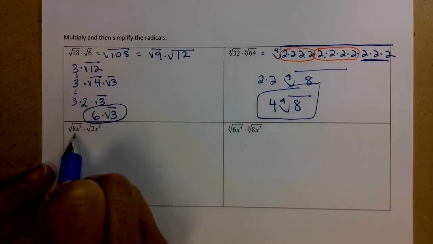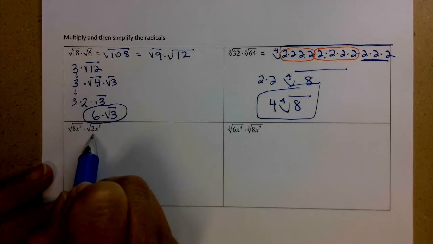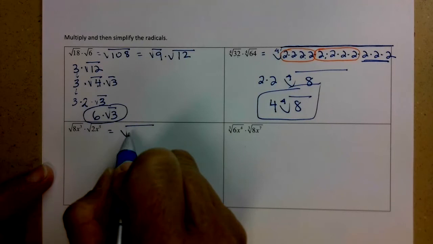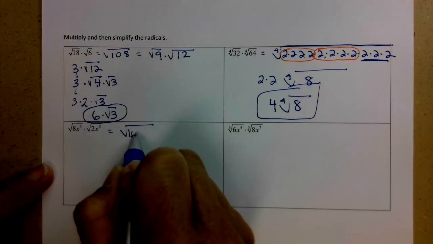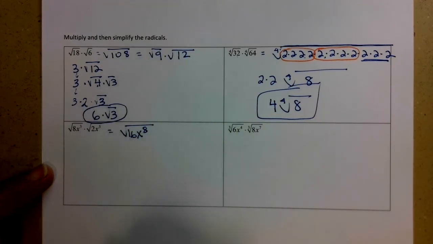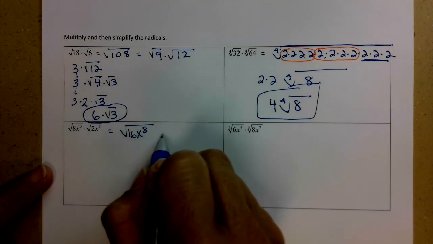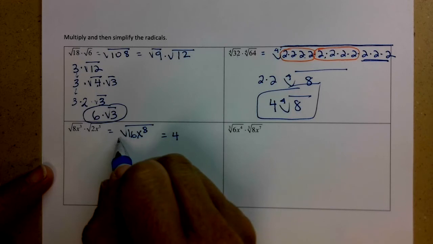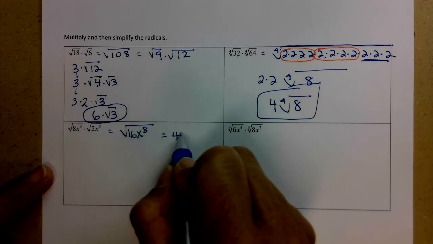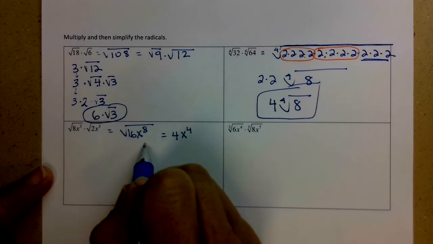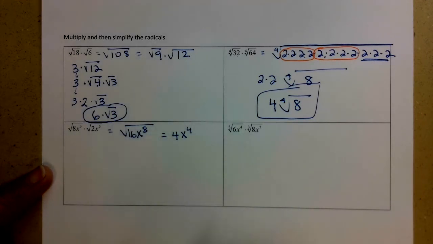Okay, square root of 8 cubed times square root of 2x to the 5th. So square root of 16x to the 8th. So the square root of 16 is 4. Square root of x to the 8th is x to the 4th. So I can go factor by factor, right? Because everybody inside there is multiplying together.